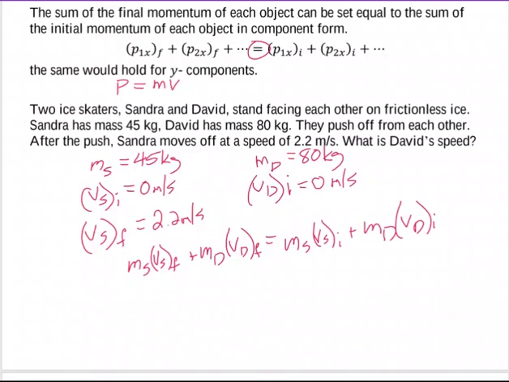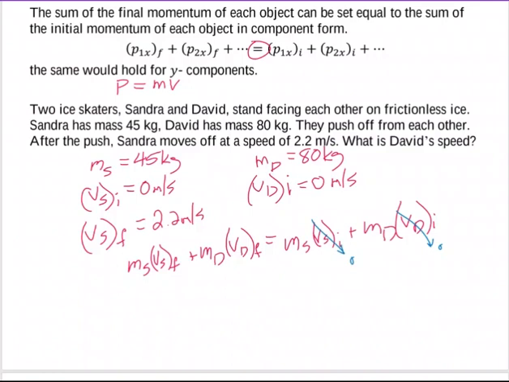We know their masses, we know their initial velocity. What do we know about their initial velocity? They're 0. So this is 0, this is 0. So that means the entire right-hand side of this formula is 0. Now what is it I'm looking for? David's final velocity.